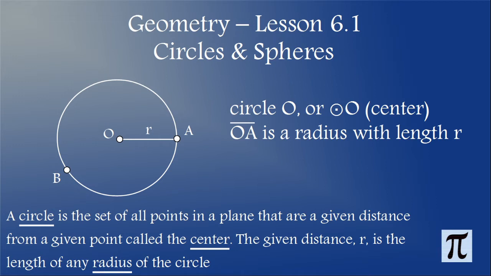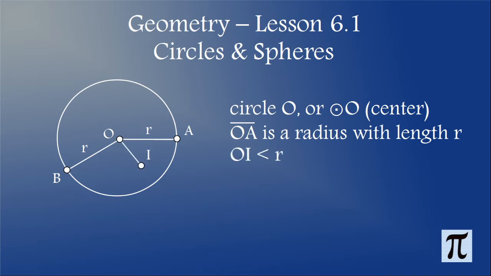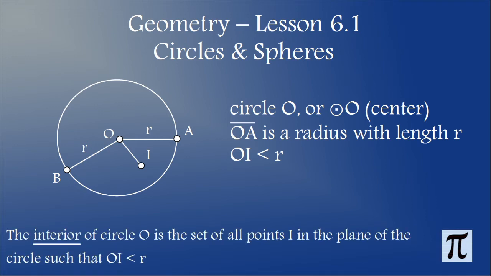Let's draw another point, point B. B is still on the circle, and is still the same distance from O. So we have yet another radius here. So here's point I inside the circle. The length of OI is less than the length of the radius. The interior of circle O is a set of all points I in the plane of the circle such that OI, being the length of that segment, is less than r. So this green area here would be the interior of circle O.